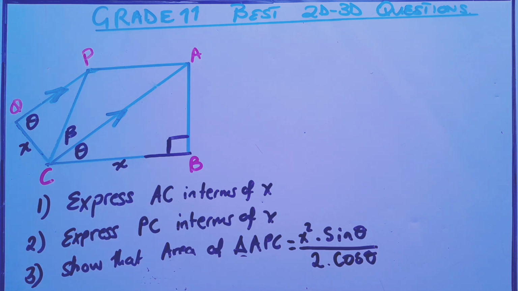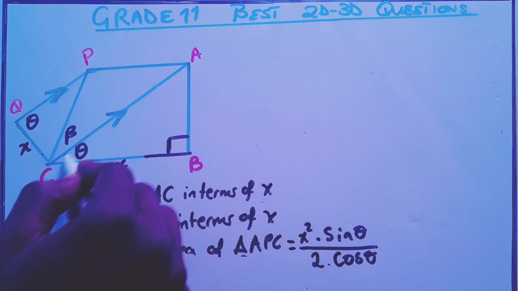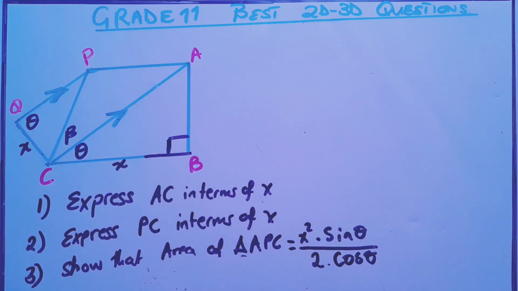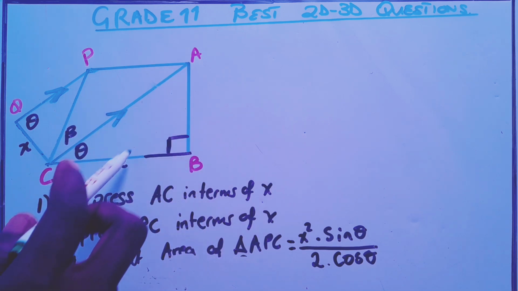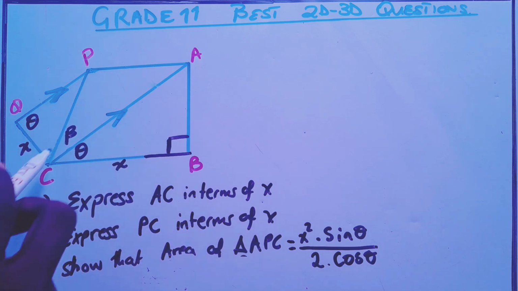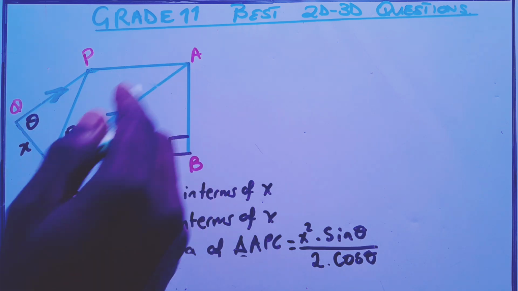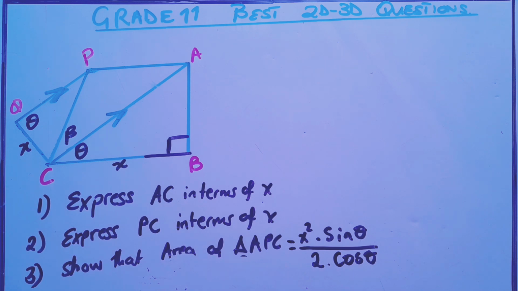So they said express AC in terms of x. So this is our AC. They said we must express it in terms of x. So I think the easier way, x is in this triangle. So let's just work it in this triangle, right? So don't forget that we're having 3 triangles. So now let's focus on this triangle only, right?